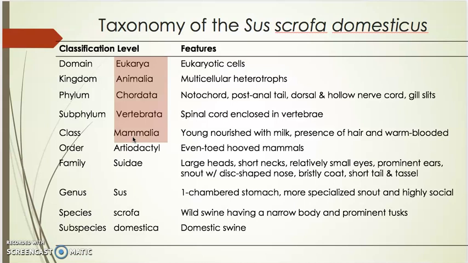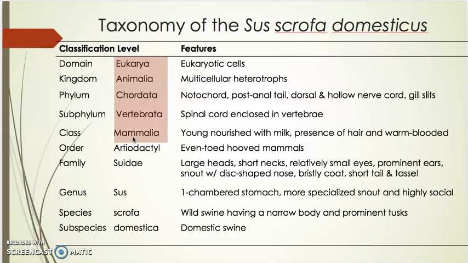So these are Sus scrofa, but you see there it says it's for wild swine. And then they put on a subspecies for domestica. What they're saying is that these pigs over time were selectively mated in order to produce a domesticated pig that relies on humans for a food source. So there's a symbiotic relationship there. Humans rely on pigs for a food source, and pigs rely on humans for their food source.